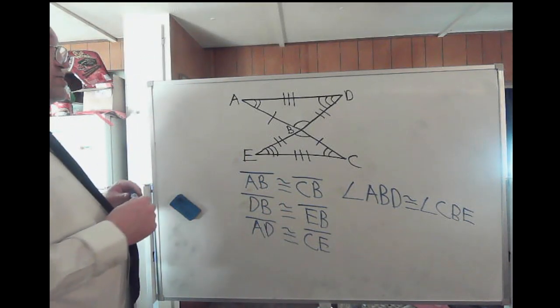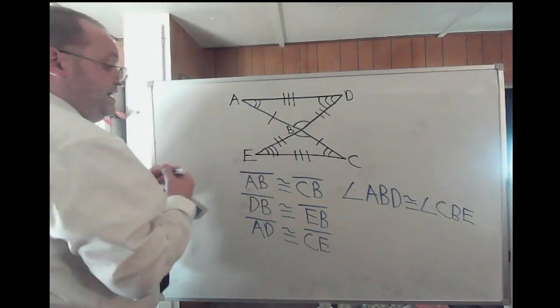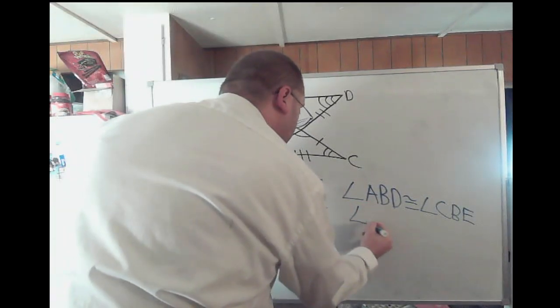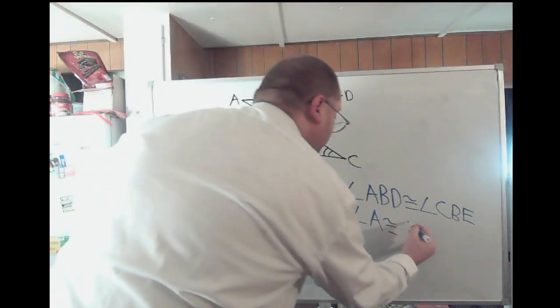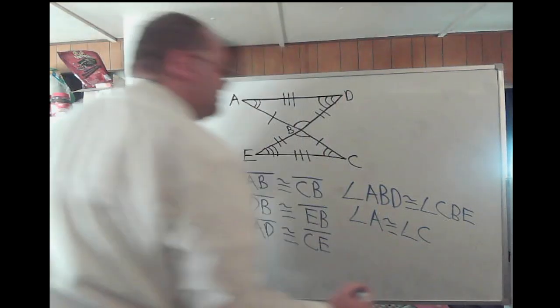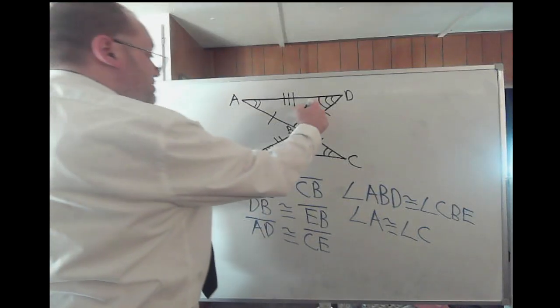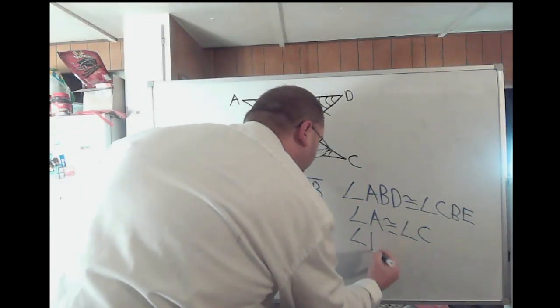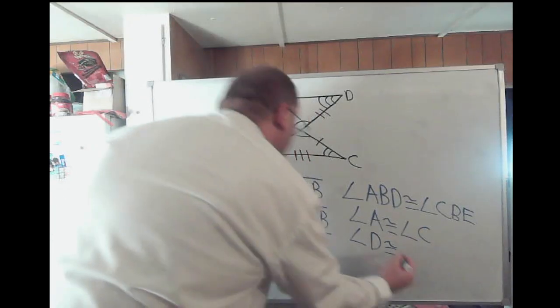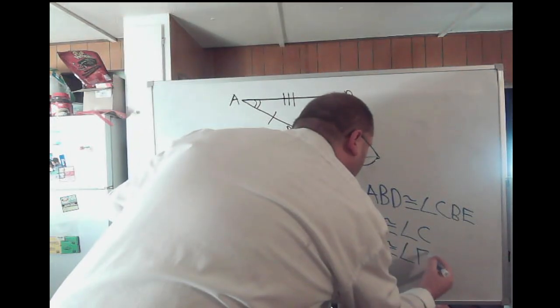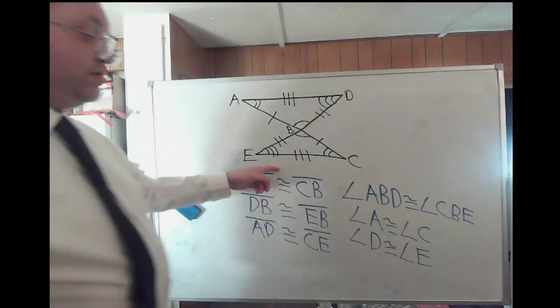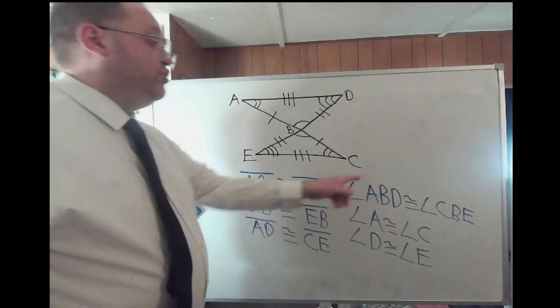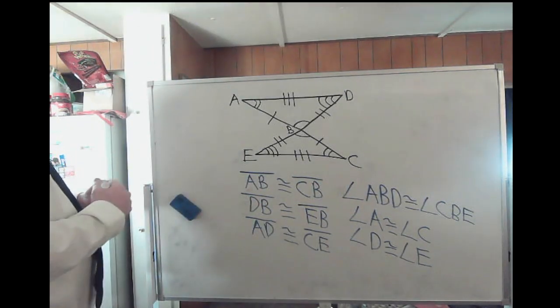Now the rest, let's do the 2 tick marks. Angle A is congruent to the 2 tick marks at angle C, so angle A is congruent to angle C. Then the 3 tick marks, angle D is congruent to angle E with the 3 tick marks there. Alright, so we've identified our congruent sides, we've identified our congruent angles. Let's identify the congruent triangle now.